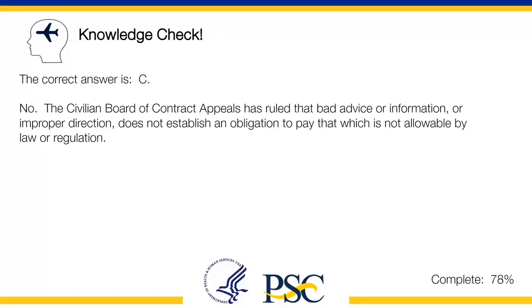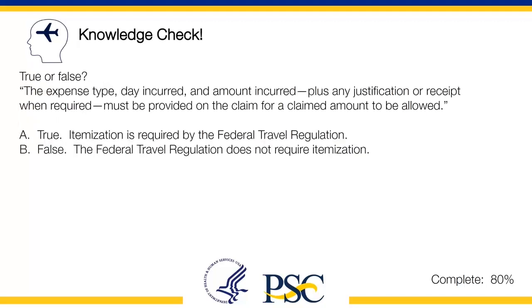The correct answer is C. No. The Civilian Board of Contract Appeals has ruled that bad advice or information, or improper direction, does not establish an obligation to pay that which is not allowable by law or regulation. True or false? The expense type, day incurred, and amount incurred, plus any justification or receipt when required, must be provided on the claim for a claimed amount to be allowed. A. True. Itemization is required by the Federal Travel Regulation. B. False. The Federal Travel Regulation does not require itemization. Pause the video, consider your response, and then resume to learn the answer.